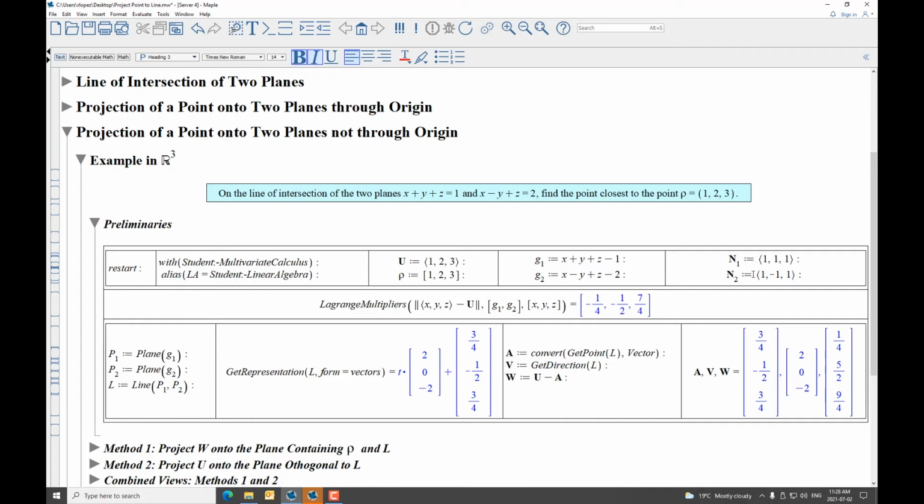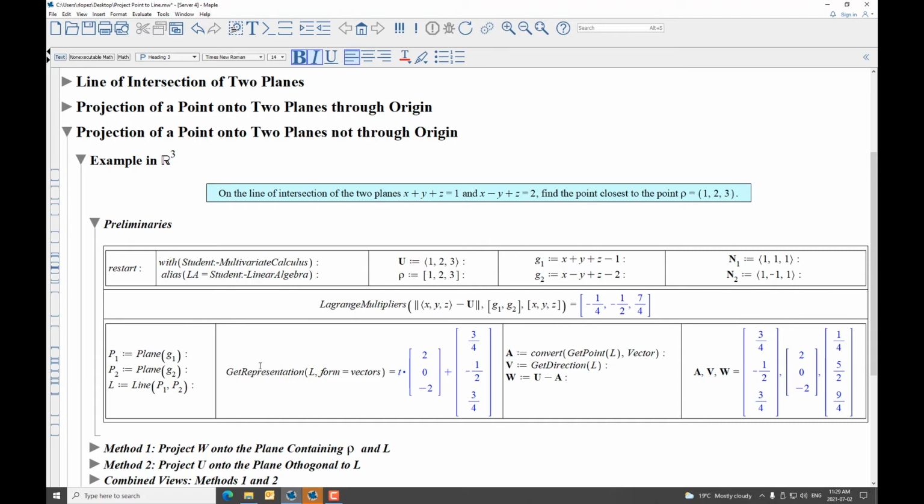Normal vectors to the two intersecting planes. The Lagrange multipliers is applied to an objective function, which is the distance between a point and this given point. Given as a vector, I take the norm. That will give me the distance, constraints, outcomes, the point on the line that satisfies these two constraints, and it comes out as a list.